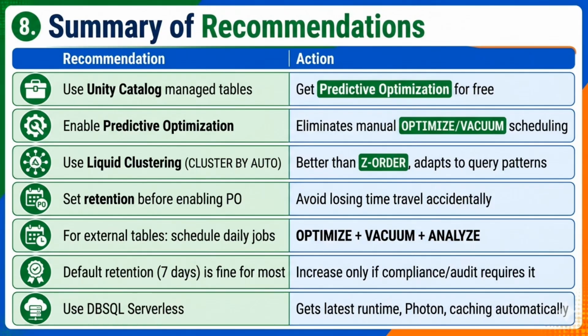Fourth, set your retention period before enabling predictive optimization. This is important because it helps you avoid accidentally losing the ability to travel back through your table history. In other words, configure your desired retention first and then enable predictive optimization. Fifth, when you're working with external tables, schedule daily maintenance jobs. These jobs should include optimize, vacuum, and analyze. Unlike managed tables where predictive optimization can automate maintenance, external tables may require you to schedule these operations yourself.